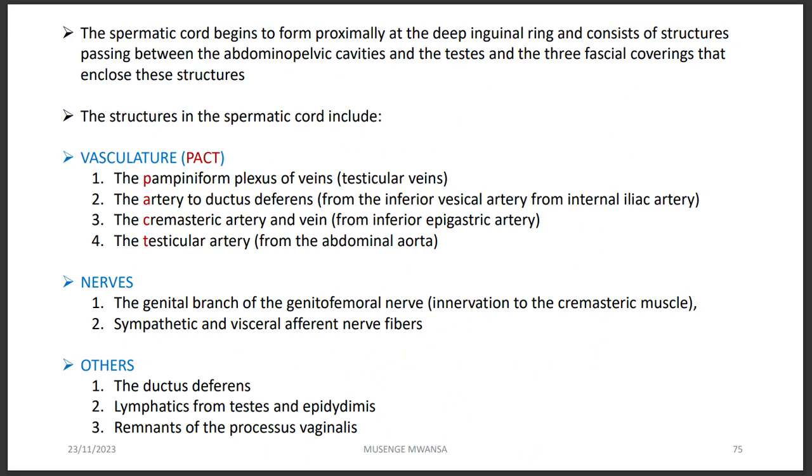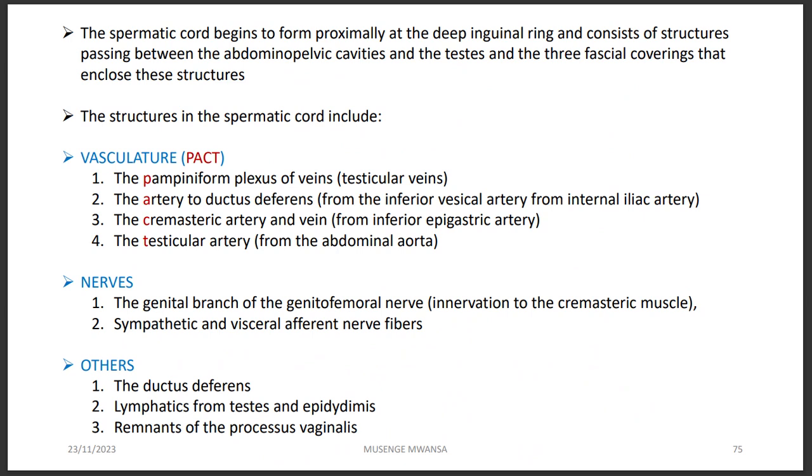You also have the cremasteric artery and vein. The cremasteric artery and the cremasteric vein will come from the inferior epigastric arteries. You also have the testicular artery, which comes from the abdominal aorta.